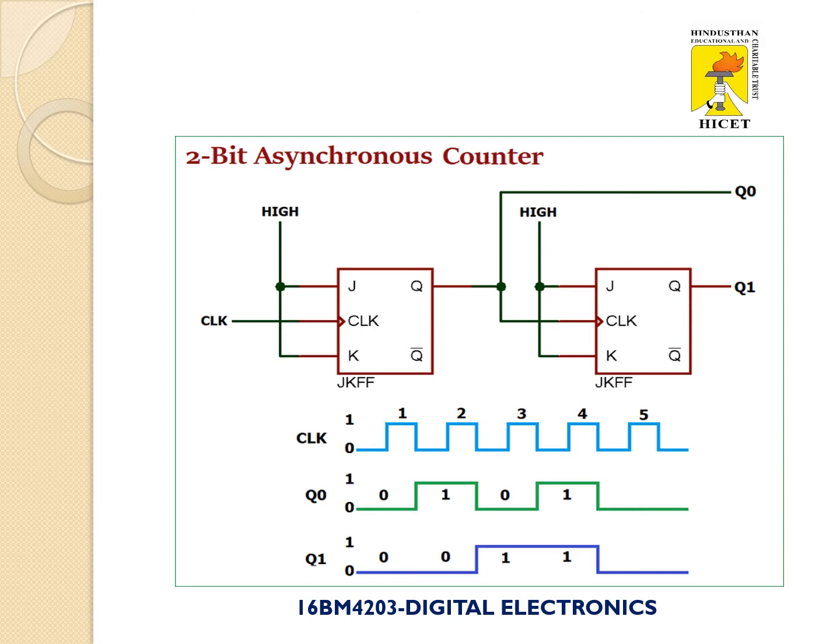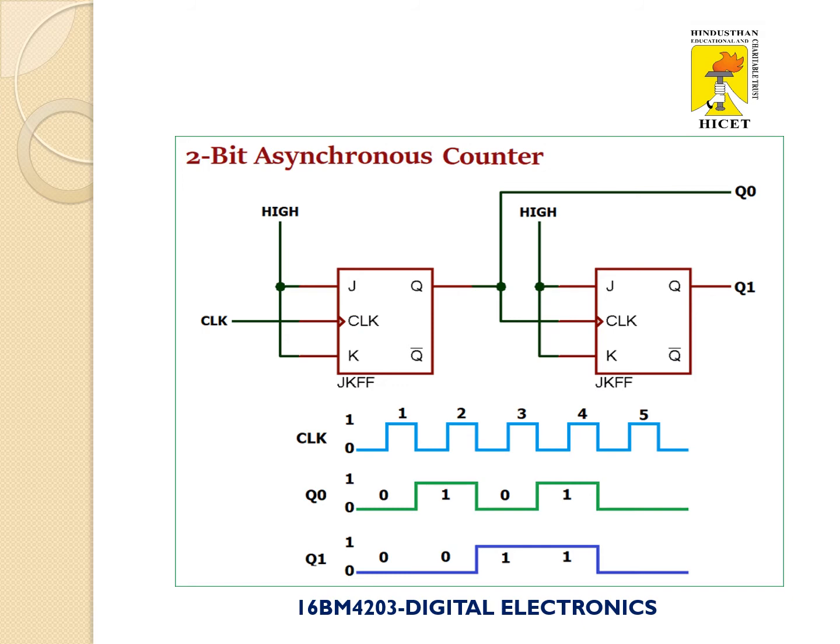The first stage means the first negative going pulse. The second negative going pulse is the second stage. The third negative going pulse is the third stage. The fourth negative going pulse is the fourth stage. If you analyze stage by stage, first stage value 0 0, second stage value 0 1, third stage value 1 0, fourth stage value 1 1.